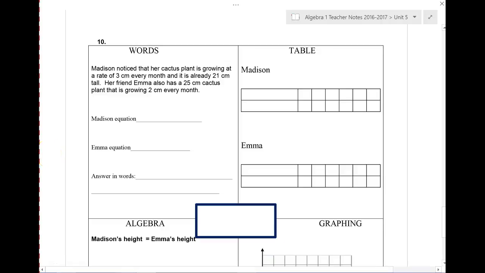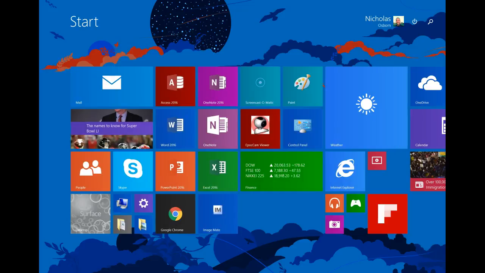Okay, this is page 4 for the Unit 5 test review. This is the last page in your test, and remember, the whole test is just like this review. And if you notice, the layout of this last page is just like the notes that we took in class.